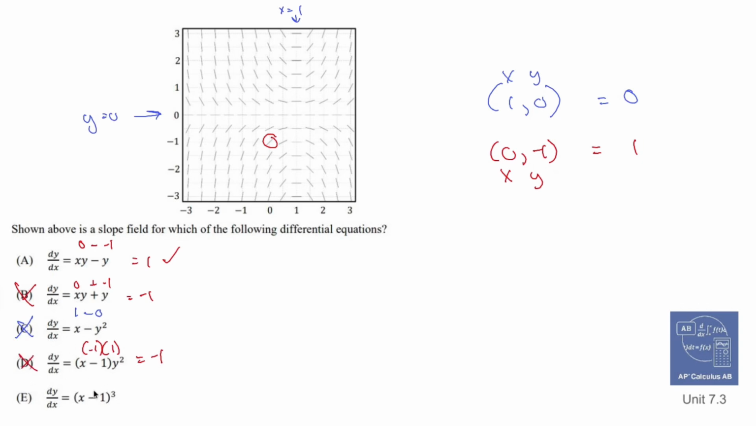And last but not least, if I plug in 0 for E, I get 0 minus 1 cubed, which is negative 1 cubed, which is also negative 1. So E is not going to work. So A's got to be my guy.